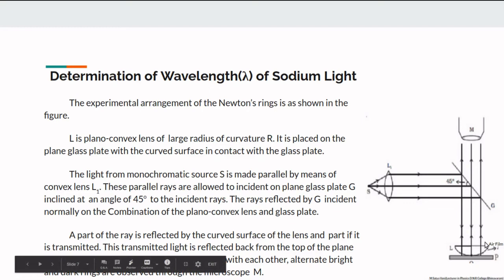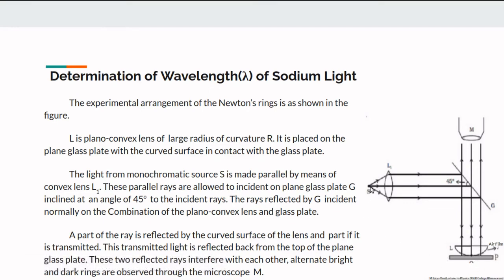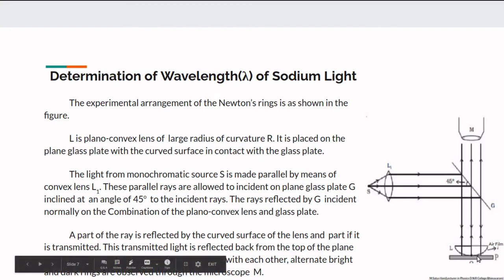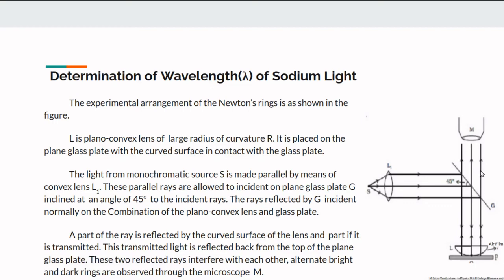This is the Newton's rings arrangement, and this is the narrow monochromatic source of light. The light from S is allowed to be incident on this plain glass plate, which is making an angle of 45 degrees with the path of the rays. Then they are reflected at 90 degrees. These normal rays are incident on this combination. Each ray is divided into two reflected rays, which interfere with each other, and circular rings are formed. They are observed through the microscope M.